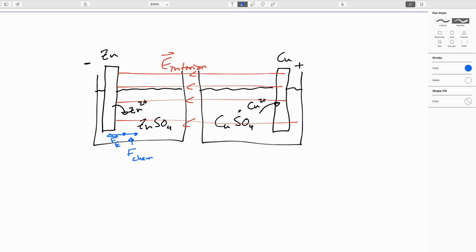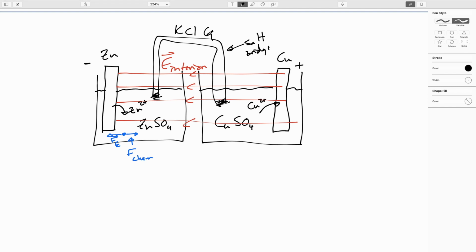Well, we can make this go a little longer if we can at least reduce the charge that's being held in the solution by inserting a salt bridge. So we will go ahead and stick in our salt bridge. So sticking in our salt bridge, let's make it potassium chloride in water solution.